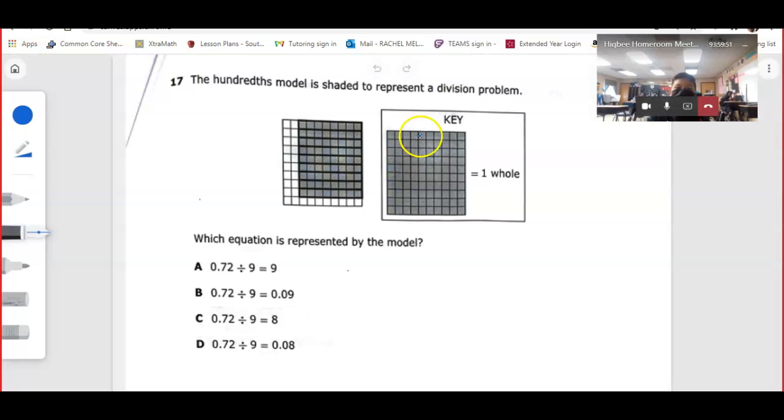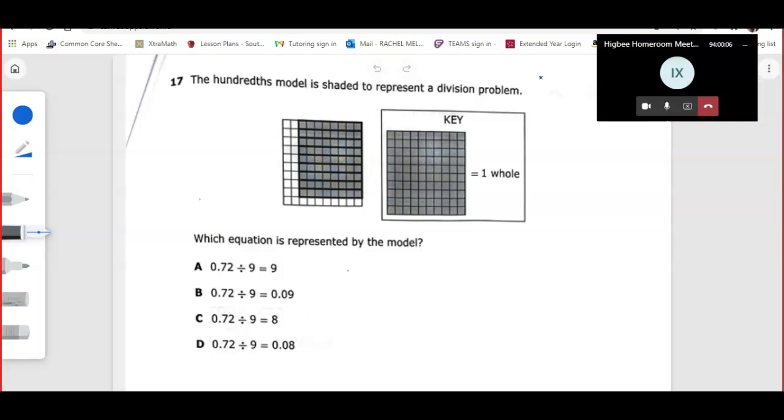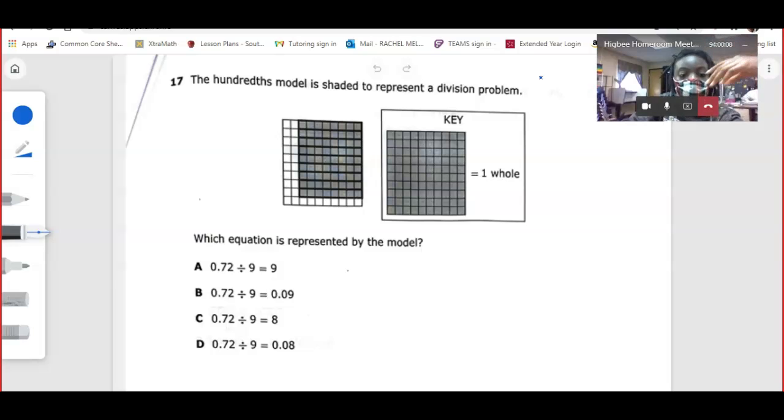Now this one is a dividing decimals question with a model. Okay. Who would like to read the question for us? Antoine, go ahead. Oh, start at the top though. The hundredths model is shaded to represent a division problem. Which equation is represented by the model?